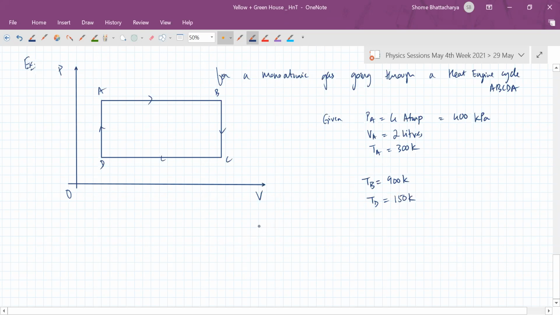So we want to find, first of all, volume at B, pressure at D, then we want to find out Q for the cycle ABCDA, and we want to find out the percentage efficiency of this cyclic process.